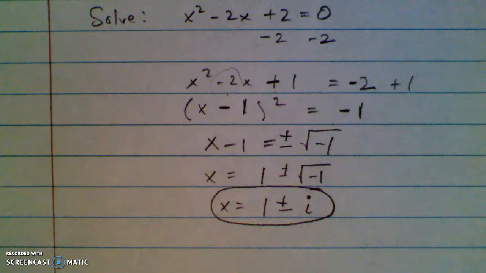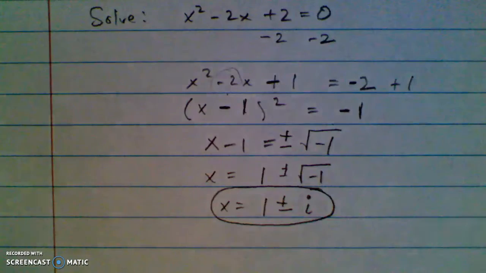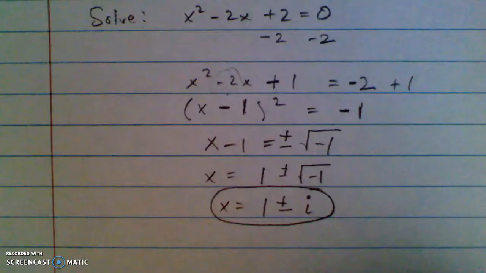So like we said, we're just in the basics today. If you understand the square root of -1 needs to be changed to i, I believe these ought to be hopefully pretty easy. Any questions?